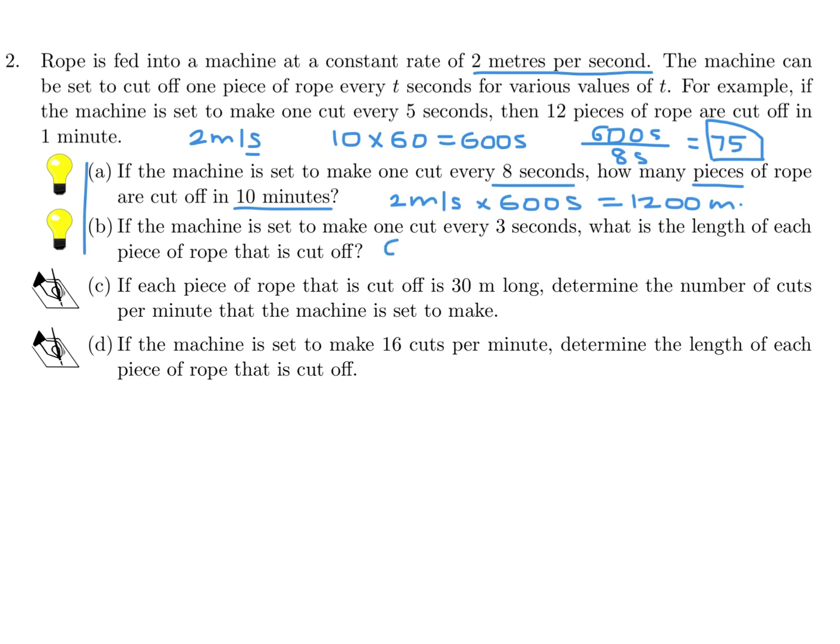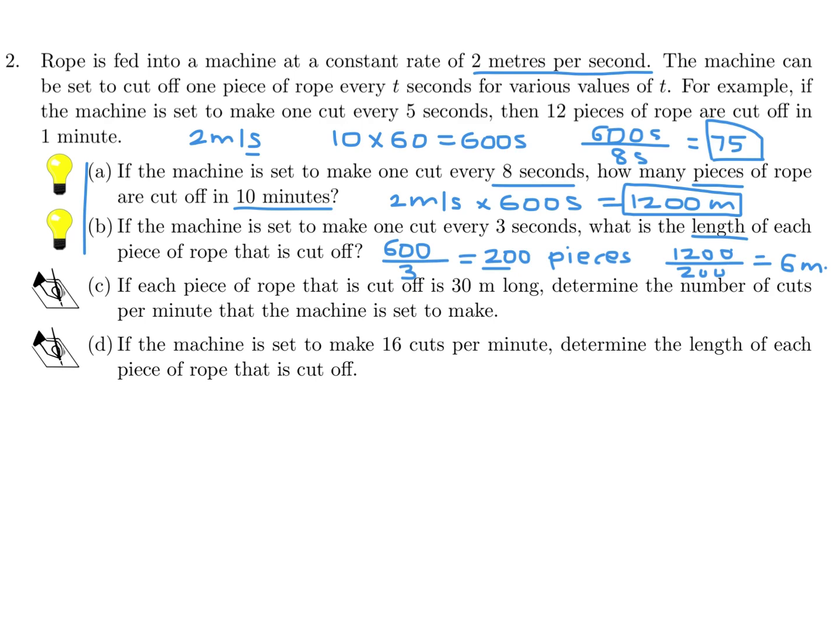So we have still the 600 seconds, and then every 3 seconds there's a cut. So that means there's 200 cuts, so 200 pieces, I guess. And then that's when this information comes into play here. Now we have to figure out the length. So the full length is 1,200, and there's 200 pieces. So then we have to divide 1,200 by 200 to get the length of each piece. And that would be, I believe, 6 meters. Okay.